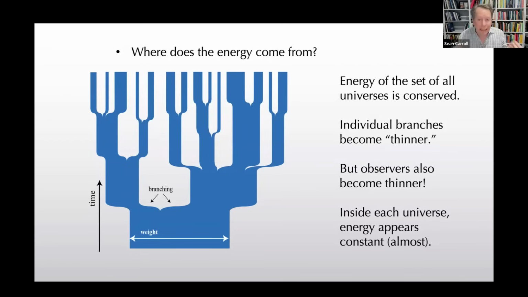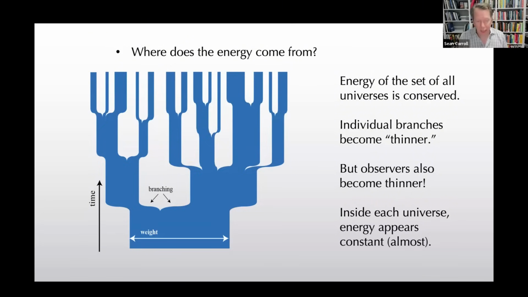So when you're inside a world, the weight of your branch is getting thinner and thinner, but that includes you. So you, relative to the sun and the earth and the moon and the stars, etc., have the same energy you always did. That's why it looks like energy is essentially conserved.